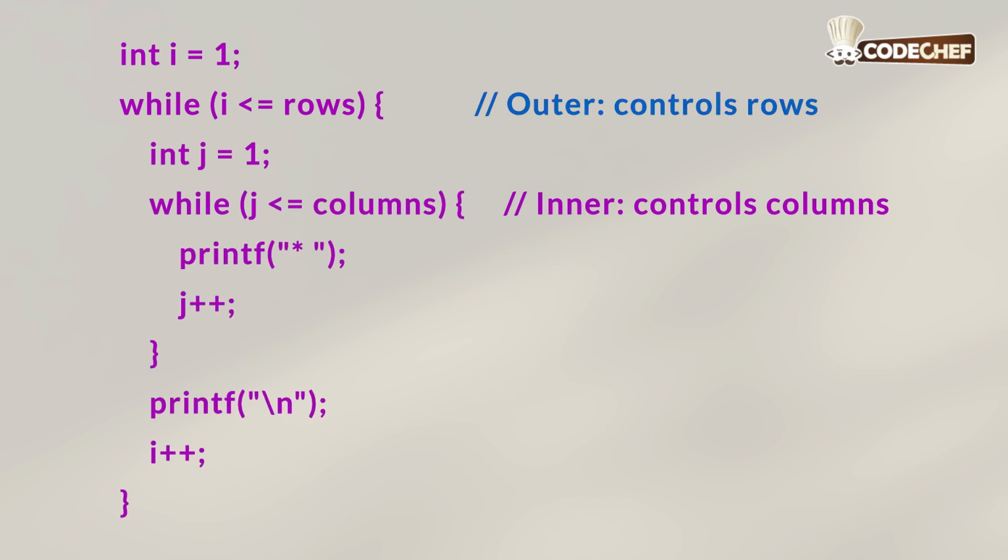The outer loop controls rows. For each row, the inner loop prints a number of stars equal to columns. Then we move to a new line and go to the next row.